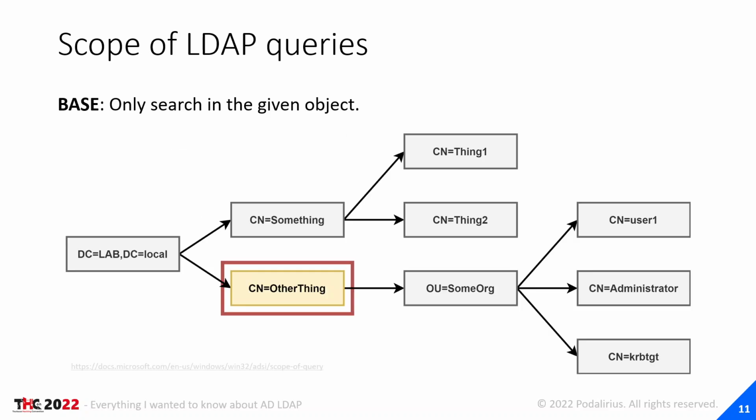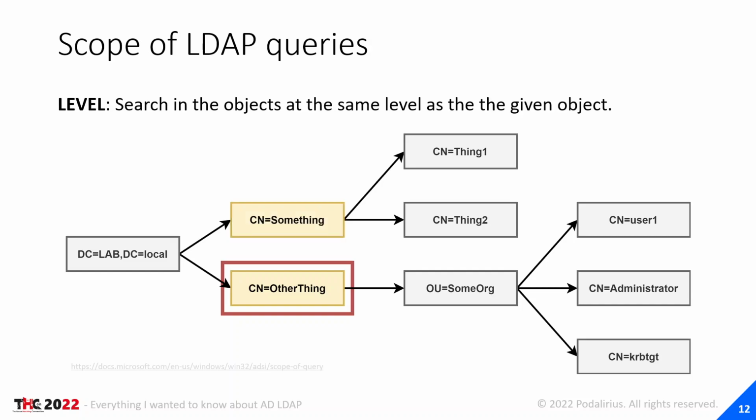The first one, base, is only performing the search on the specified object. So if you are putting in the object other thing, it will only search on the attributes of this specific object. The second one, level, is going to perform the search on every object at the same depth in the tree as the given object. So if you put in other thing, it will also query the attributes of the object something. And you can select attributes on all the objects at the same level in the tree.